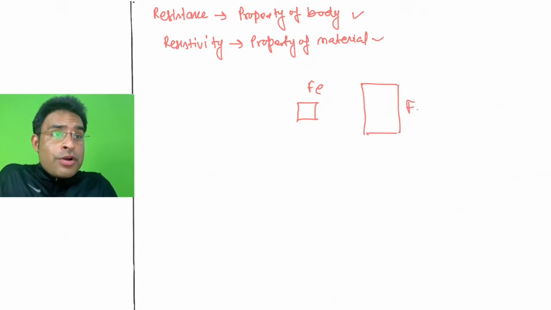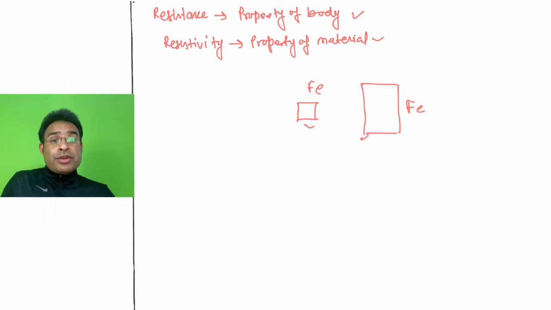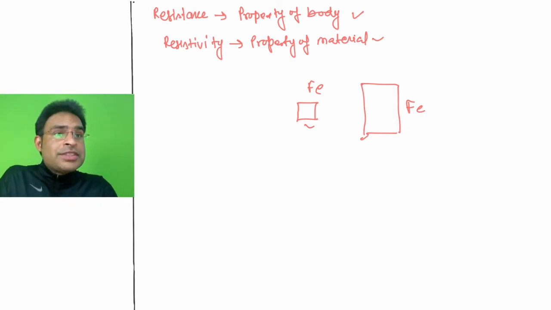Now we have two blocks and their sizes are different. So their resistance will be different, because it's a property of a body. Their dimensions are different. But resistivity will be the same. So the resistivity of this one will be the same, and this one will also be the same. Why? Because they are made of a single material.